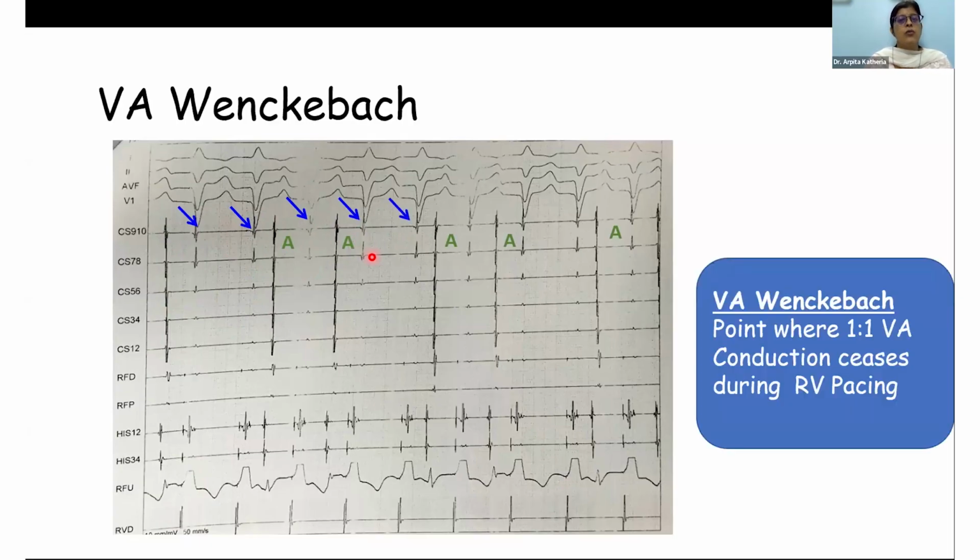The point when we start pacing, gradually we increase the rate of pacing, make it faster. So there will be a time when all the V's will not be conducted to the atrium, and that is when the 1:1 VA conduction is lost during RV pacing. This is known as VA Wenckebach.